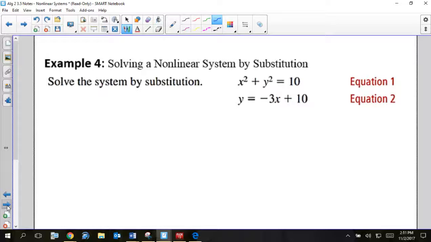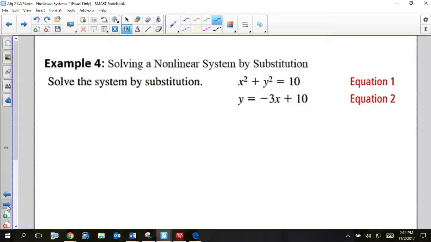So example 4, we're going to solve this system. In order to use elimination, we have to add up and completely cancel out all the x's or all the y's. Not going to happen here. Because on top they're squared, on the bottom they're not. You can't add that. So you can't use elimination. We have to use substitution for this one. You also can't use the graphing calculator because you can't graph the circle. You can, but I'm not teaching you yet how. But anyway, I will later.